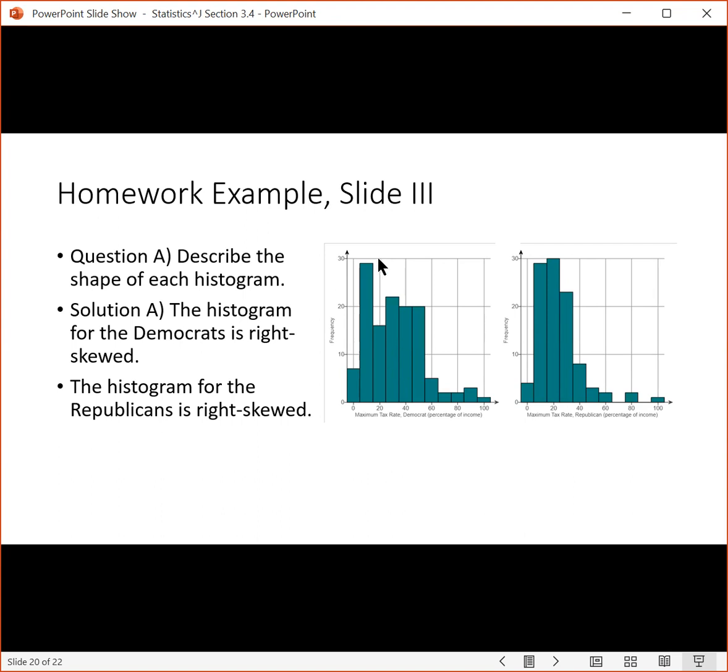All right, so if we look at the distributions, we can see that the histogram of the Democrats, which is the one on the left, is clearly skewed. It's skewed to the right. We've got a tail that's going off here to the right. And then the histogram for the Republicans is also skewed. It also has a tail that goes off to the right.